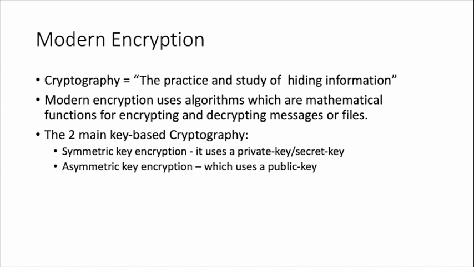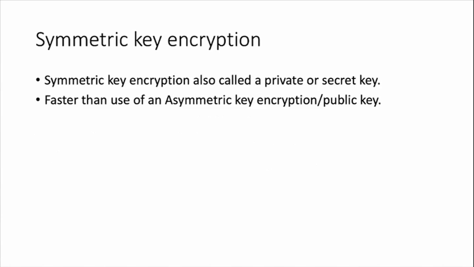Modern cryptography uses algorithms. These algorithms are mathematical functions for encrypting and decrypting messages. There are two main types of key encryption: a symmetric key encryption, also known as a secret key, and an asymmetric key encryption, also known as the public key. The symmetric key algorithm, sometimes also called the secret key algorithm, is an algorithm which uses the same key to encrypt and decrypt data. Because of this, it is considered to be generally faster than the use of a public key encryption.